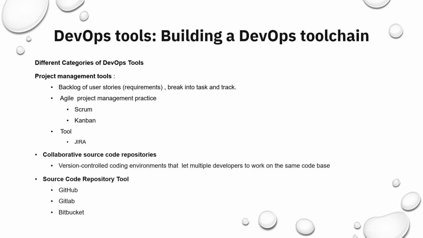Collaborative source code repositories. Version control coding environment that lets multiple developers work on the same code base. Code repository, CI/CD, testing, prod. Code repository tools are GitHub, GitLab, Bitbucket.